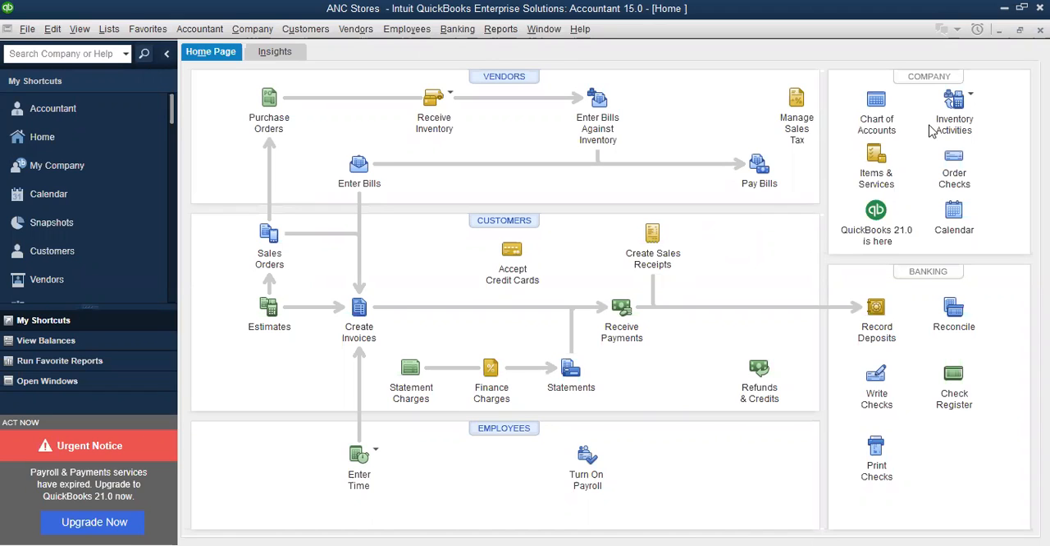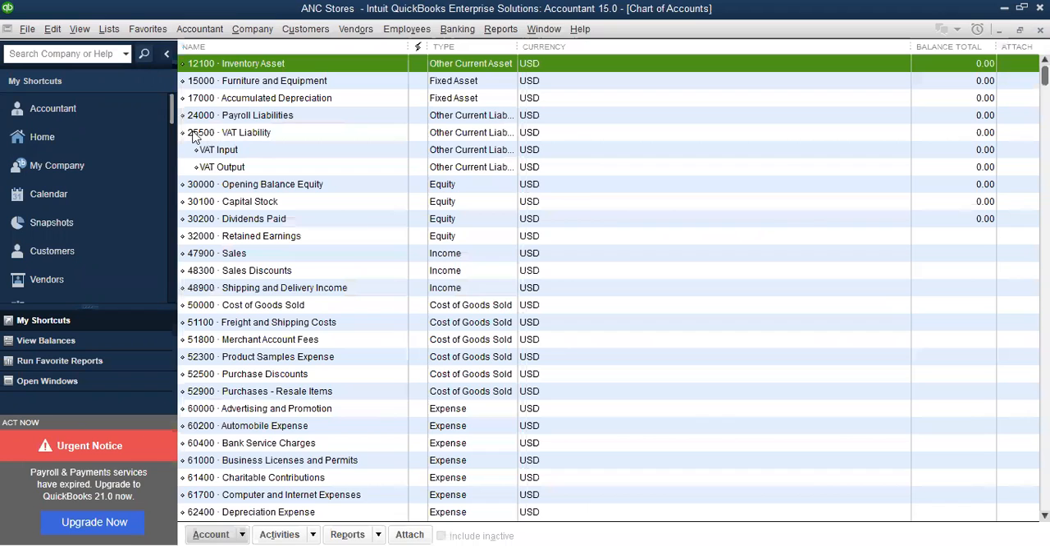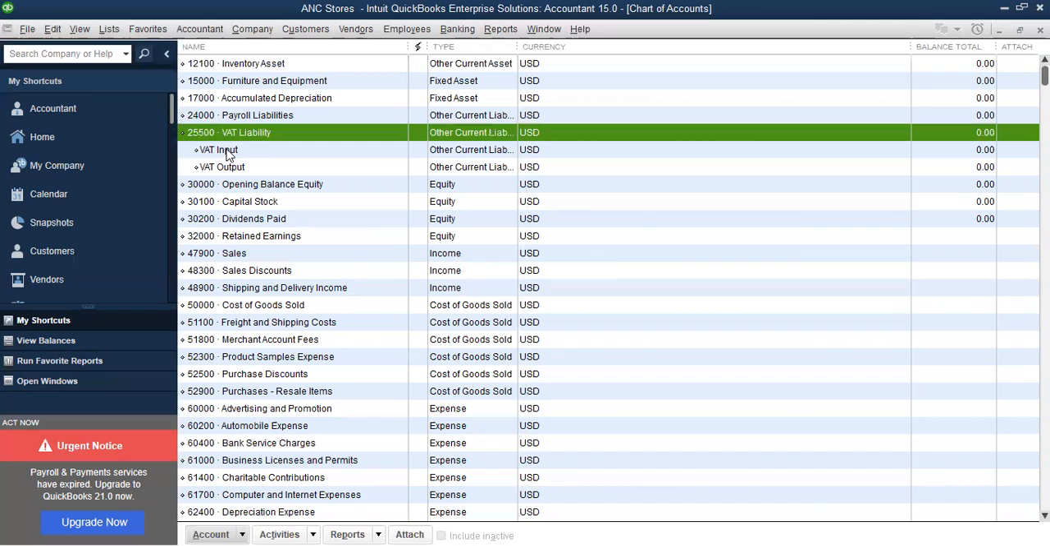So what I mean is, this is the chart of accounts. Let me just come here, chart of accounts on the home page. So VAT liability becomes the main account. At times some main accounts have sub accounts, as you can see. All these accounts don't have sub accounts, but the one here has sub accounts.